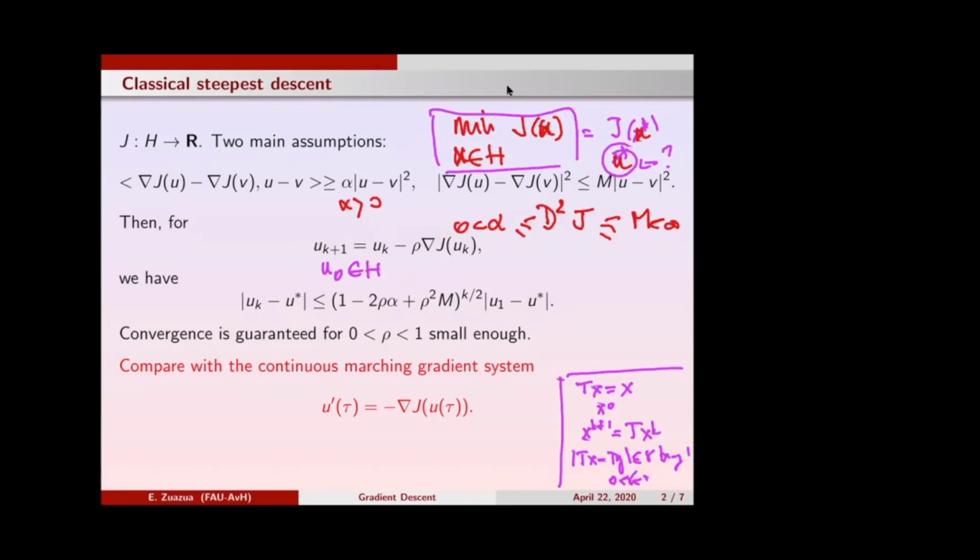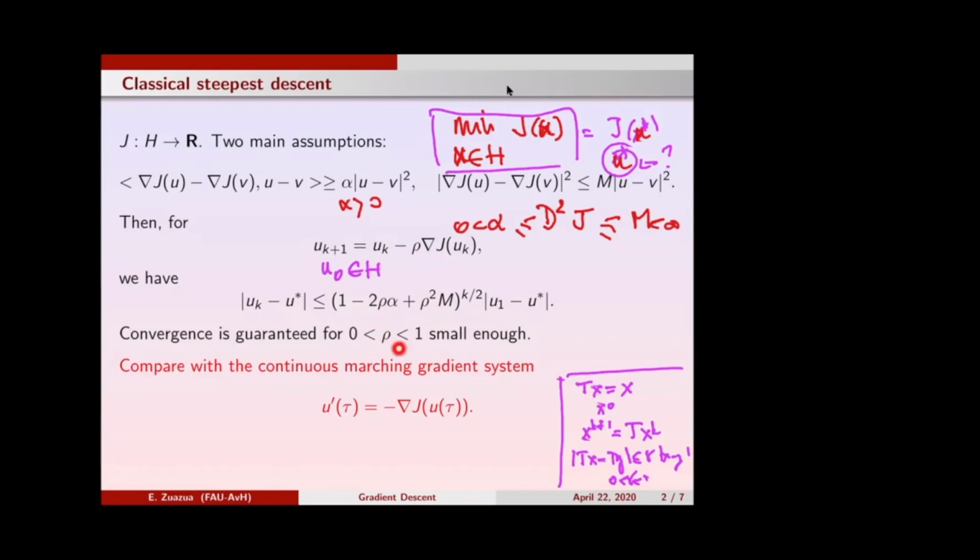The only thing I'm saying is that independent of where you start, if you iterate your sequence in a way that, in order to move from the position U_k to the new position U_{k+1}, you simply move in the direction of the gradient of J at U_k with a step rho, then this will converge. But in order to guarantee the convergence, you need rho to be small. You need to make small steps. If you make too long steps, maybe you will pass by the minimum, and rather than converging, you will get away. So you need to make steps that are small enough.